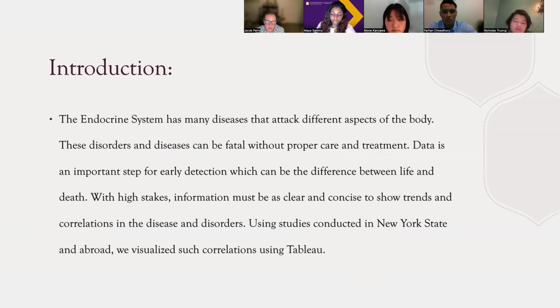Because of the high stakes nature of these diseases, we wanted to contribute a little bit of conversation and dialogue, along with some visualizations, to focus on where clinical trials are at in all phases of those trials, using Tableau as a visualization tool. And we focused on a lot of studies that were conducted in New York State and abroad.